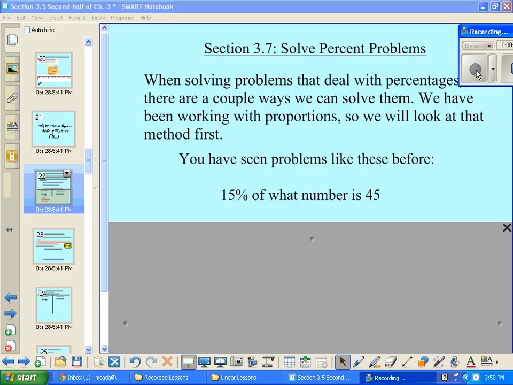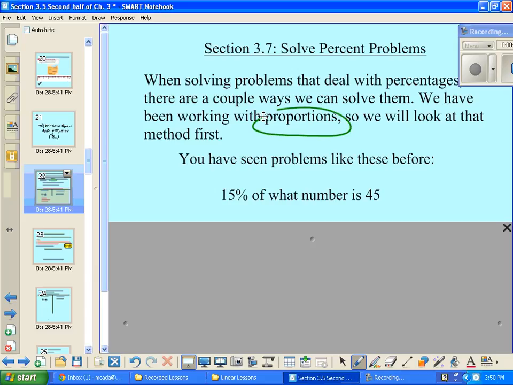There's a few ways you can set up these types of problems to find the percent or find the percentage of the number you're looking for. We just recently worked with proportions, so I'm going to show us how we can solve these problems using the proportion method, or solving with a proportion today. There's another way you can solve too, and we'll talk about that in the next lesson, but today I'm going to talk about how we can solve it using a proportion.